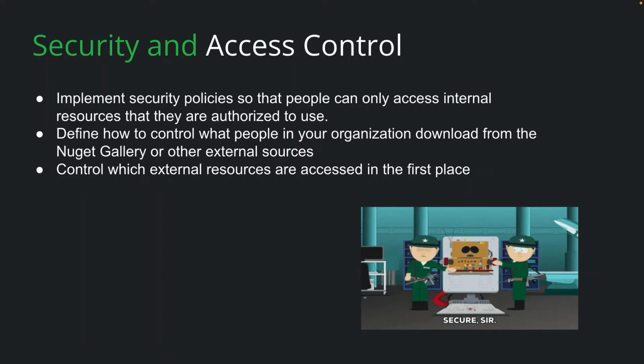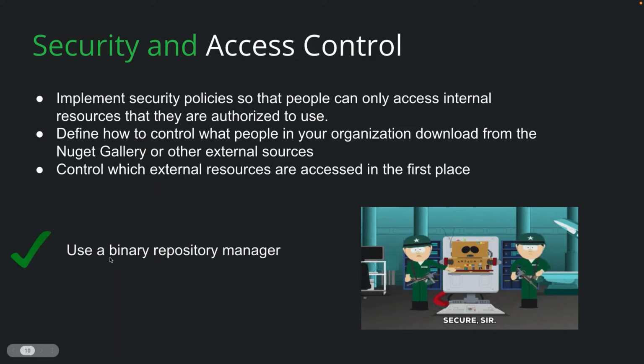Now, if virtual repository wasn't clear enough, I'll try to explain a bit more. A virtual repository encapsulates any number of local and remote repositories and represents them as a unified repository accessed by a single URL. So when packages are requested, they are resolved from the underlying repositories in the order in which they are defined in the virtual repository. I'm going to show you that in our demo. And this is another reason why we should use a binary repository manager.